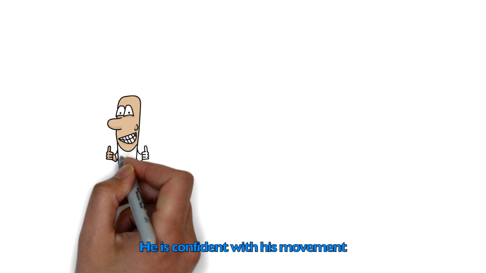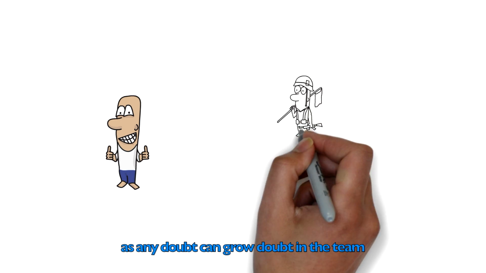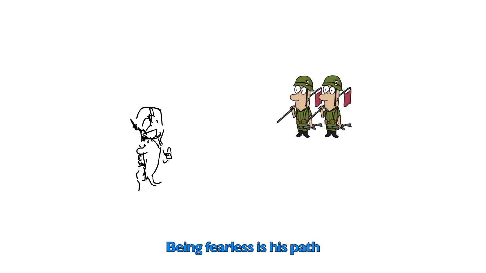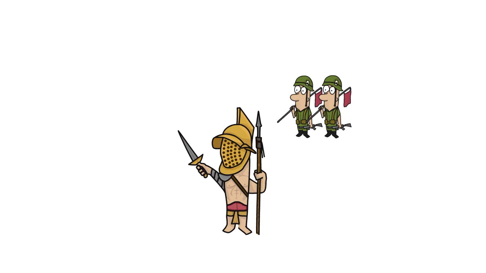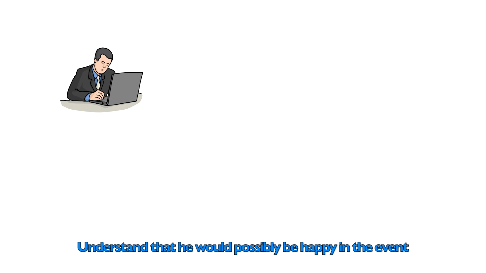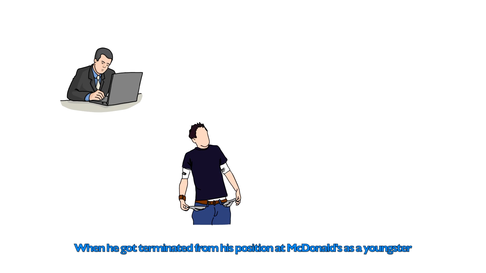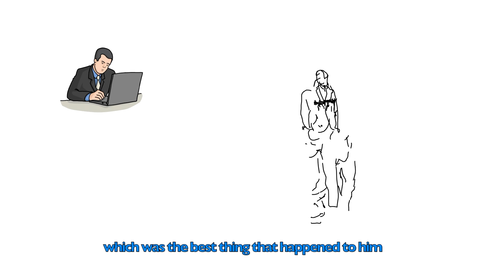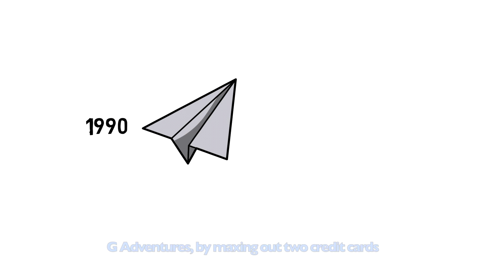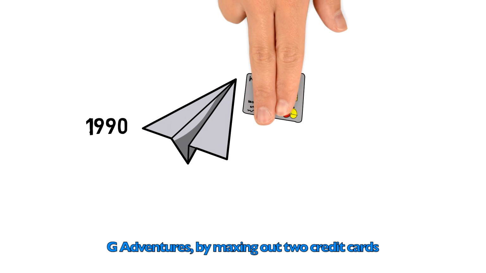He is confident with his movements, as any doubts can breed doubts in the team. Being fearless is his path. Bruce Poon Tip, the founder of G Adventures, understood that he would possibly be happy if he walked away on his own, when he got fired from his position at McDonald's as a youngster, which was the best thing that ever happened to him. Thus, in 1990, he started an adventure travel company, G Adventures, by maxing out 2 credit cards.